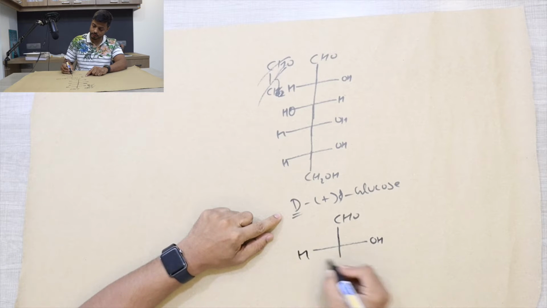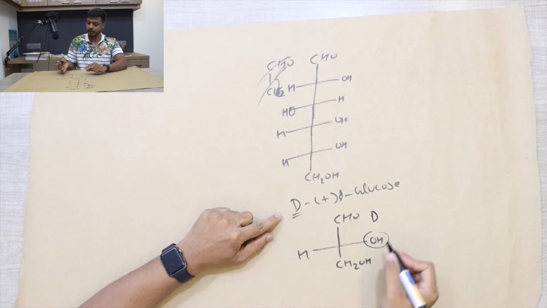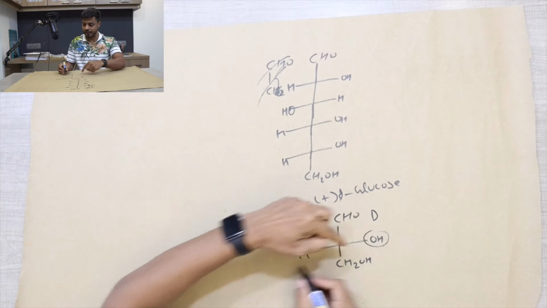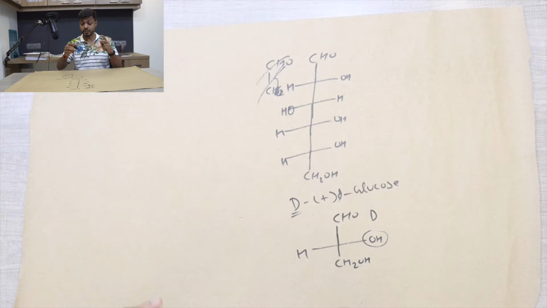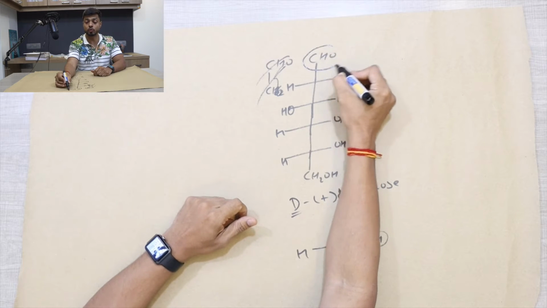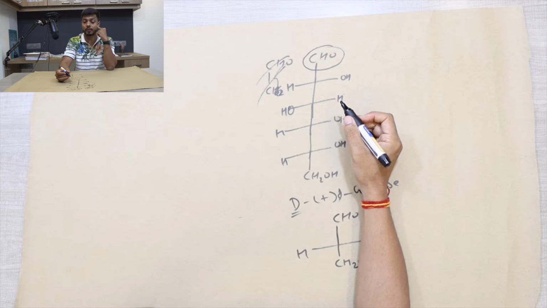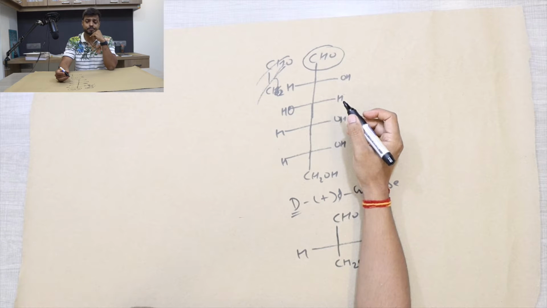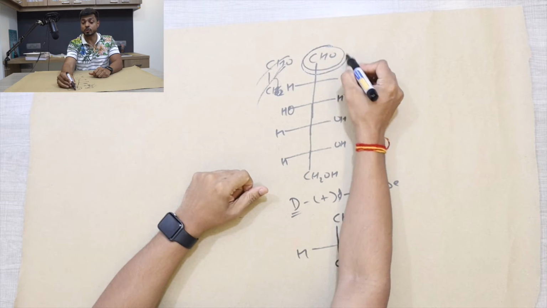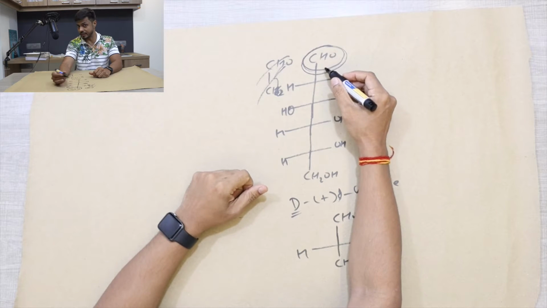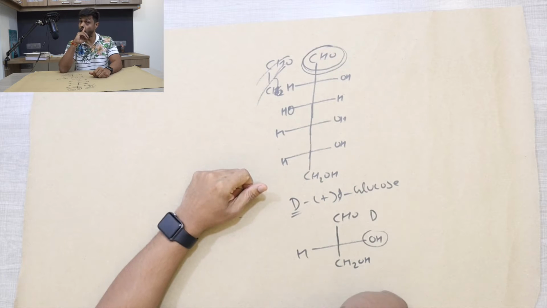OH, H, CH2OH. So when the OH is on the right hand side, we call it D, and if this OH is on the left hand side, we call it what? The L structure. Now there is a certain reaction. We have proved that the CHO group is there by reacting it with hydroxylamine, NH2OH, right? But over here, all the positive tests of the carbonyl group this doesn't give. This particular molecule doesn't give us the 2,4 DNP test.